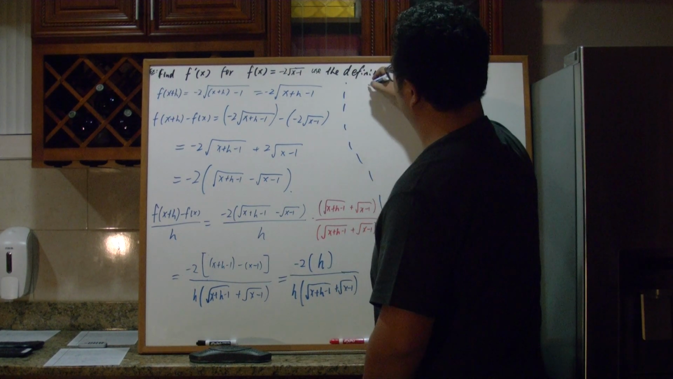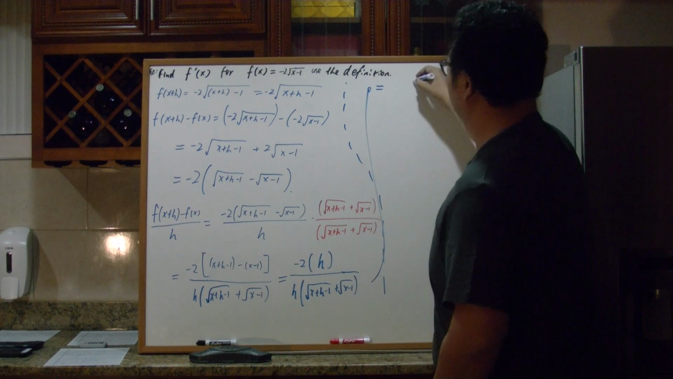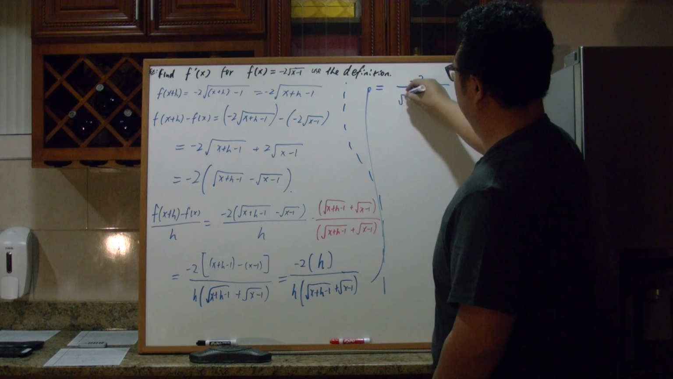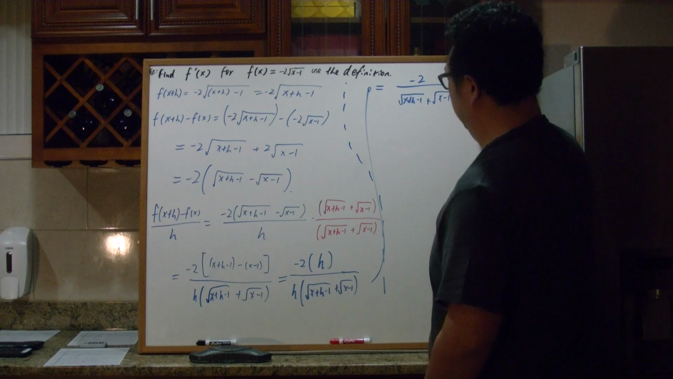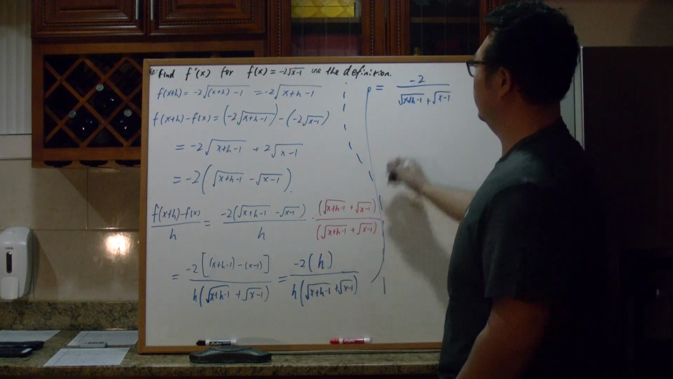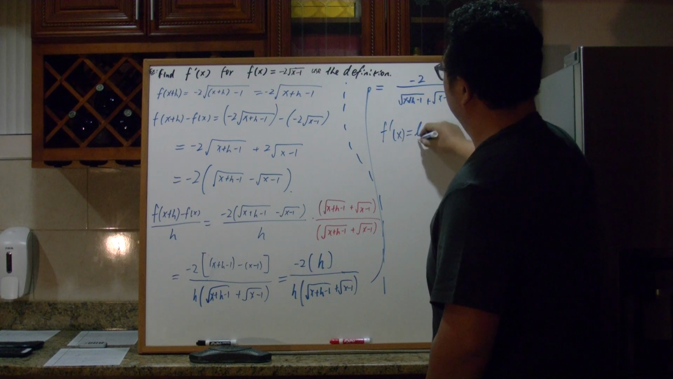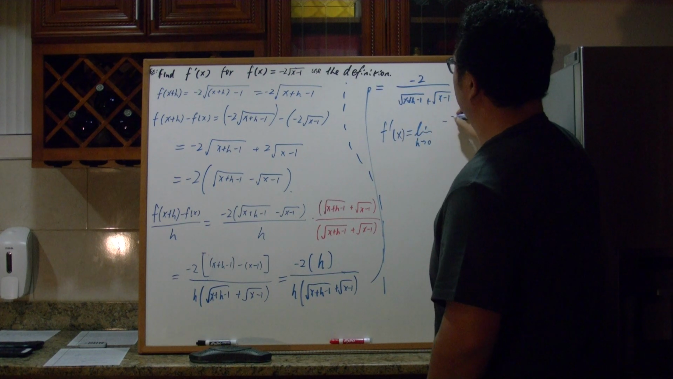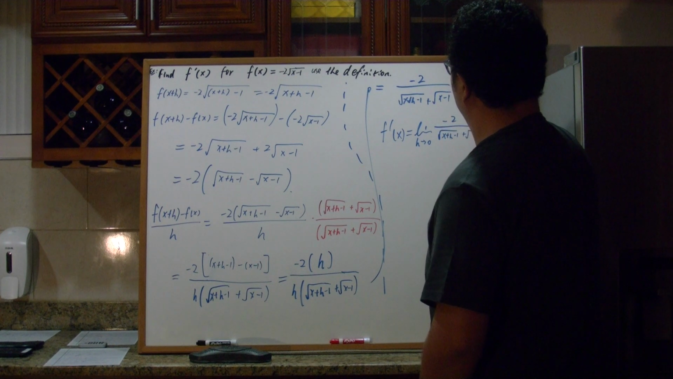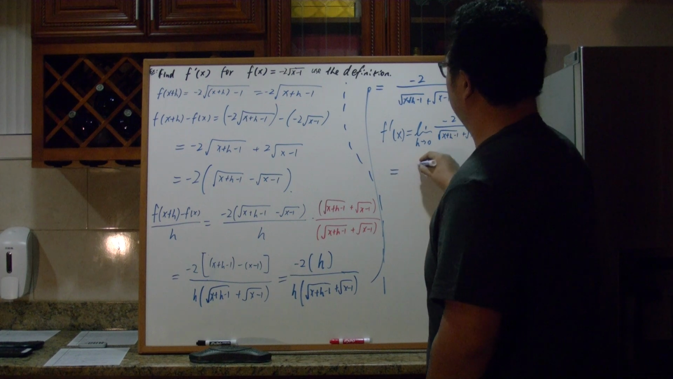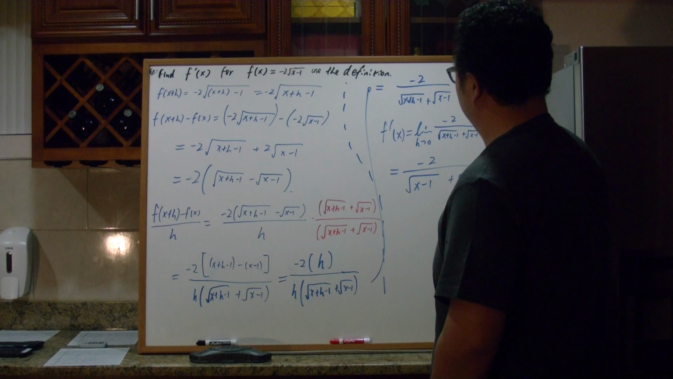And then that thing equals negative 2 over radical x plus h minus 1 plus radical x minus 1. Right, for the h being cancelled out. Therefore, the f prime of x, taking the limit as h approaches 0 of this term, that's negative 2 over radical x minus 1 plus radical x minus 1.